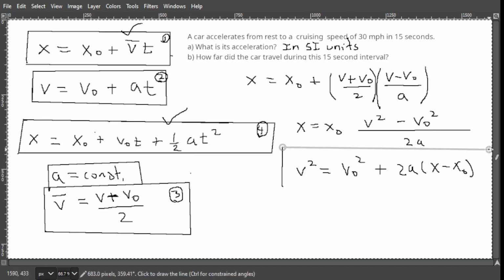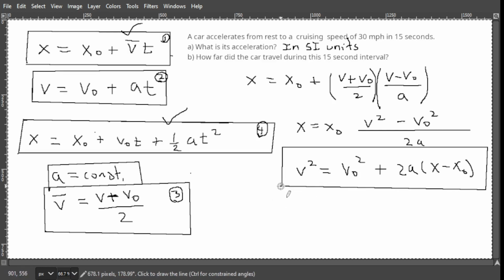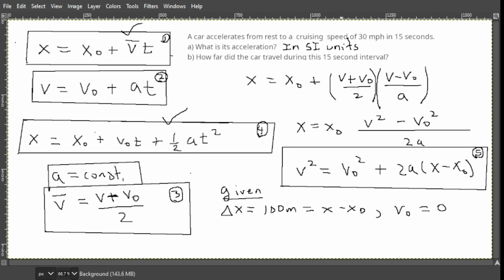And this is our last kinematic equation for 1D. We'll call it equation 5. I'm not sure how the book numbers them, but I'm numbering them 1, 2, 3, 4, 5. And this equation is useful if you're given the displacement and the initial velocity, and then either the final velocity or the acceleration, if those are the givens. We'll wrap up our discussion by using our new equation, equation 5, here in an example.